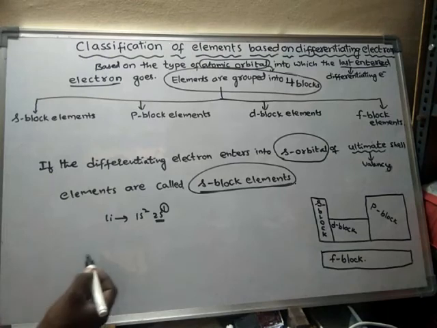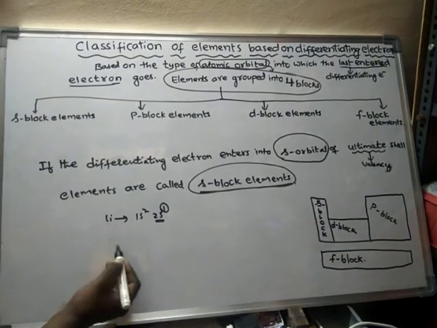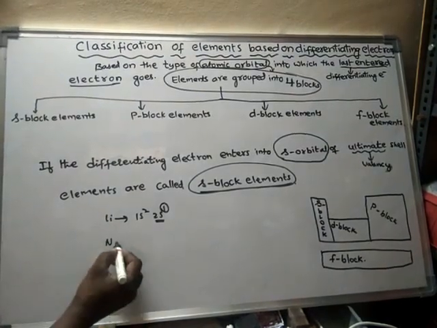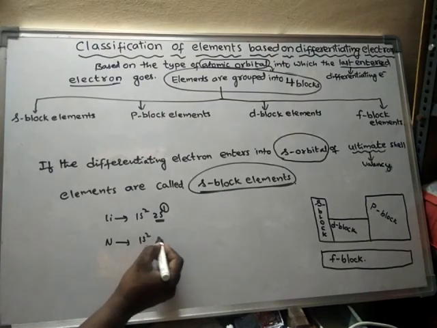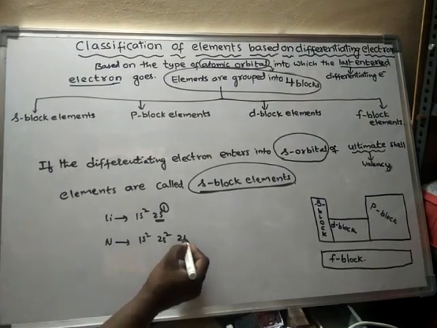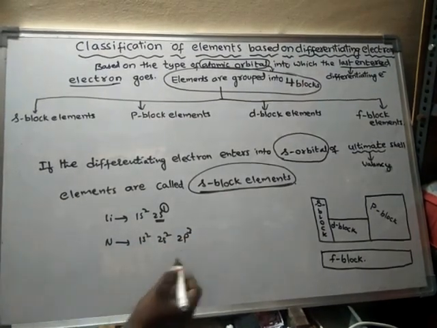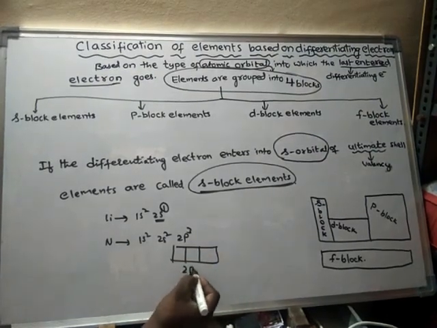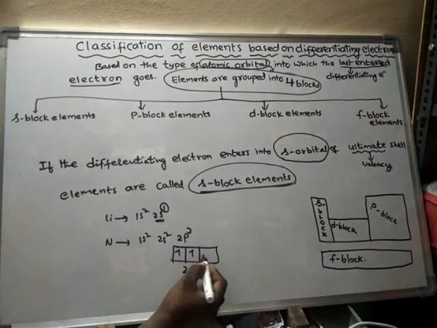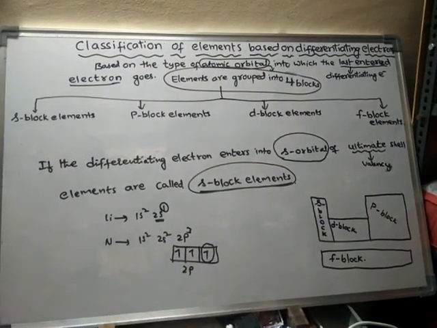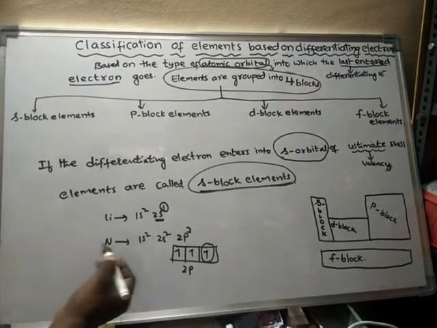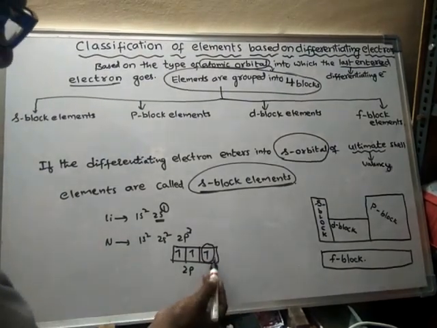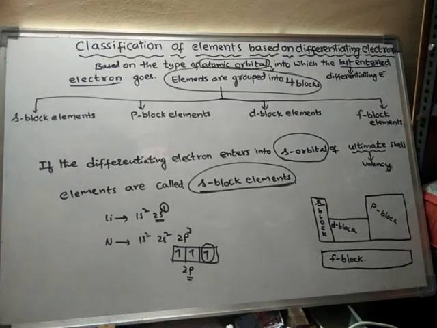For example, take nitrogen. Its configuration is 1s2, 2s2, 2p3. So 2p3 means here 2p contains 3 electrons: 1, 2, 3. So this is the last entered electron. In the nitrogen atom, the last entered electron is in which subshell? P subshell, or else p orbital.